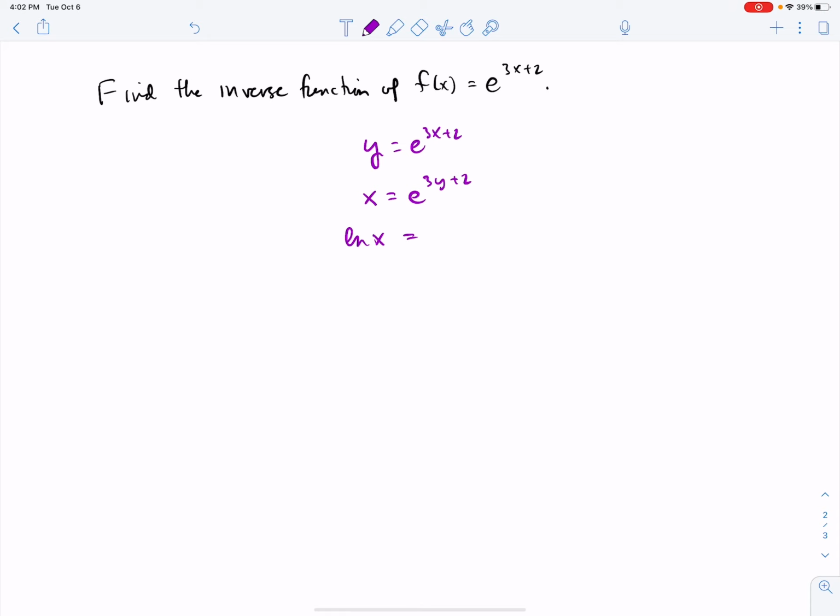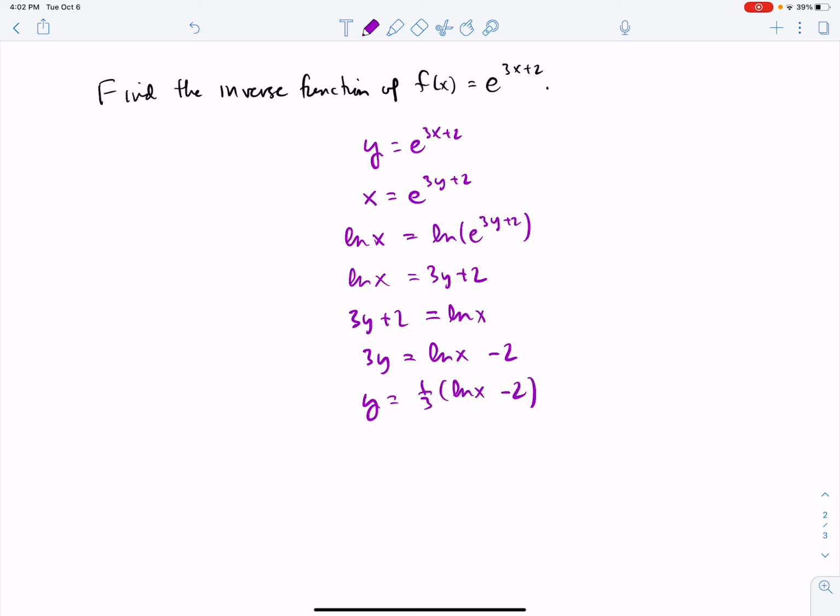So natural logarithm of x is equal to the natural logarithm of e to the 3y plus 2. Again, the natural logarithm of e to the 3y plus 2 is just 3y plus 2. And so I can turn this around and say that 3y plus 2 is natural log of x. Then it's easy to solve for y. y is 1/3 of the quantity natural log of x minus 2, and so that is my expression for f inverse. f inverse is 1/3 of the quantity natural log of x minus 2.